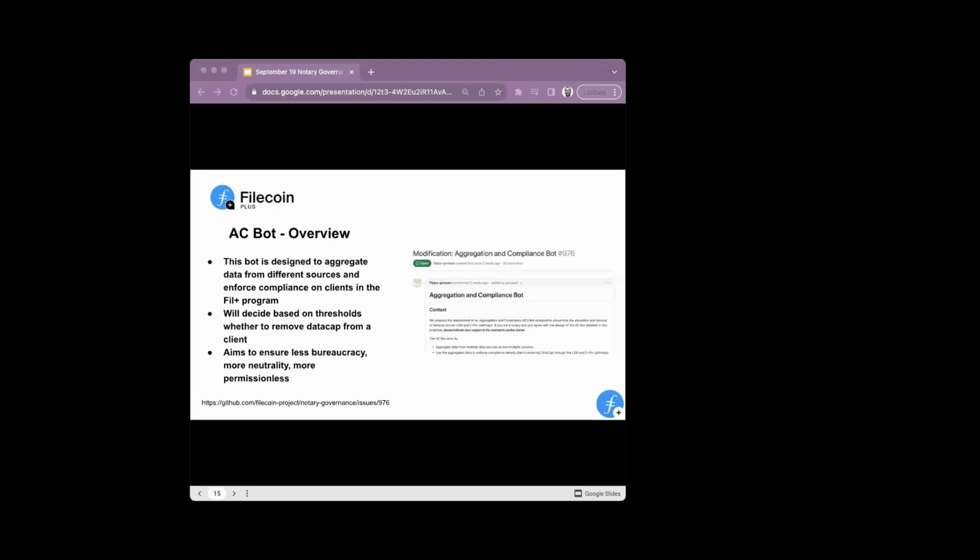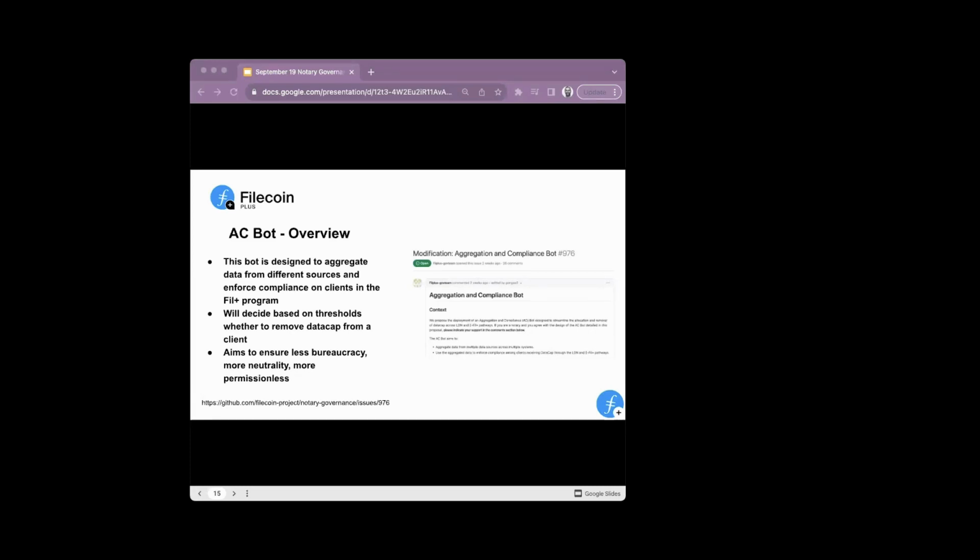We also think that it's going to be more neutral, with less bureaucracy, more objective. Now we don't have to rely on notaries for the DataCap removal process. It will just be automatic. Since we're removing DataCap, the rules, thresholds, and parameters have to be very well set, or we'll remove DataCap from good actors. We just want to remove it from the people who fail basic requirements.